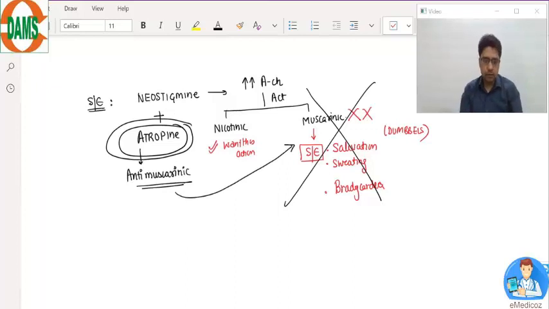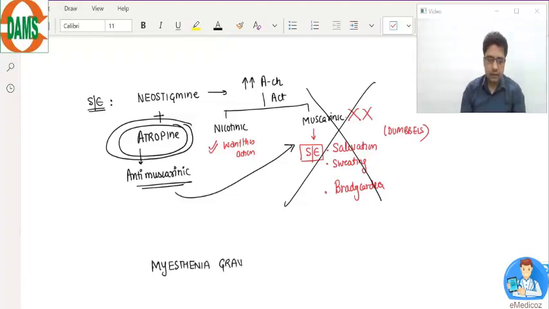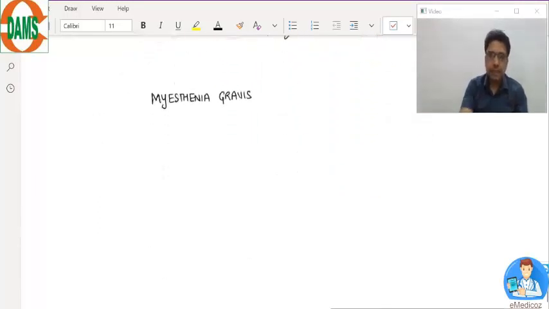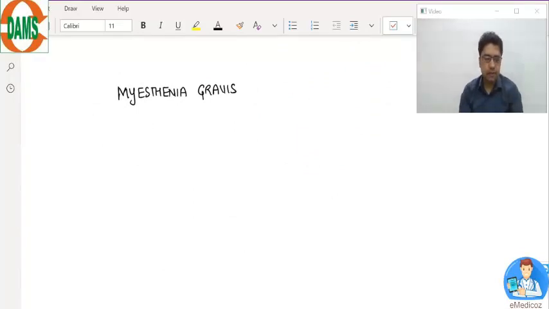Okay. So let's talk about the last topic of the day. Myasthenia gravis. A very important topic for you. We prefer to give atropine. Glycopyrrolate can also be given. Other anti-muscarinic drugs can also be given. Most commonly used is atropine.